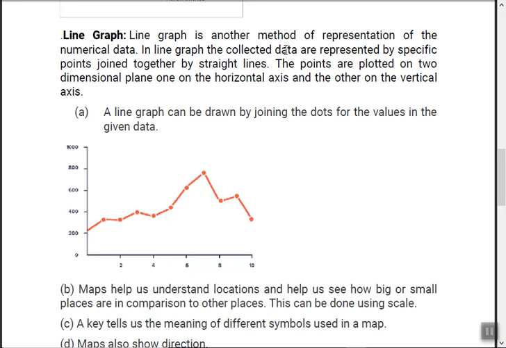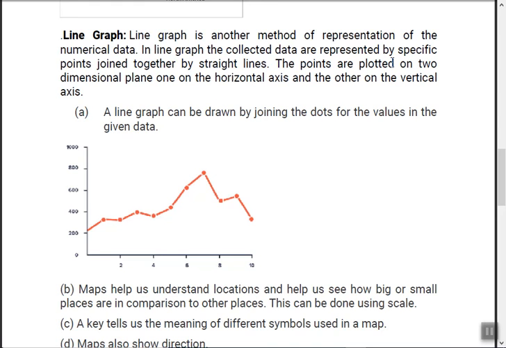In a line graph, the collected data are represented by specific points joined together by straight lines. See here, these are various points. All data were collected and plotted over here, and then the line is drawn through it. So that is basically a line graph.